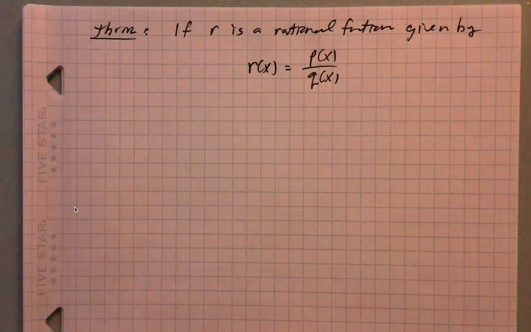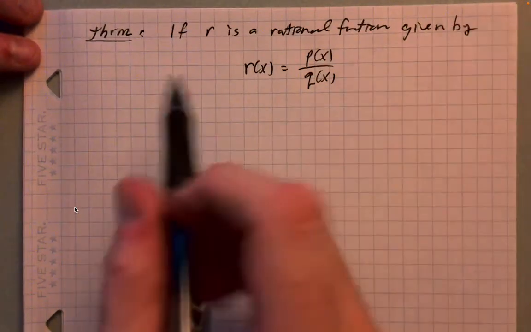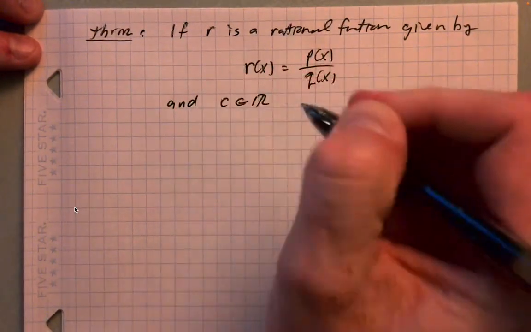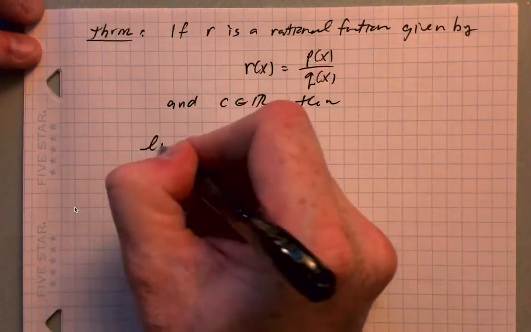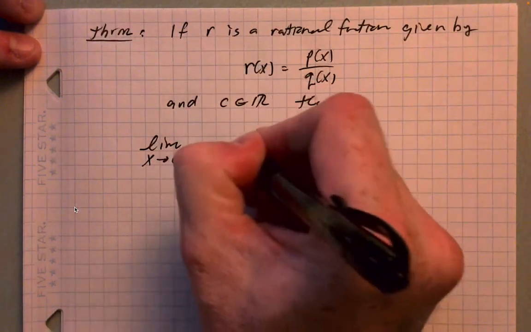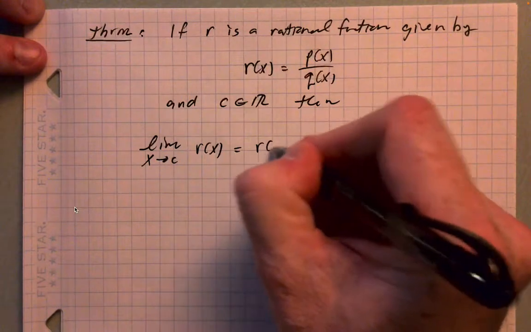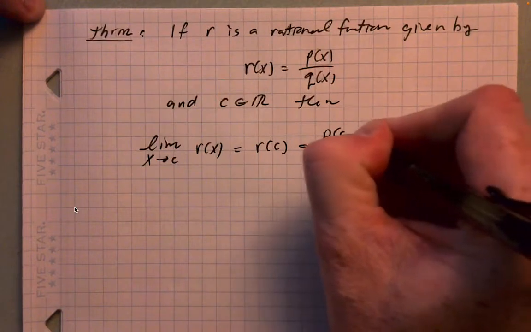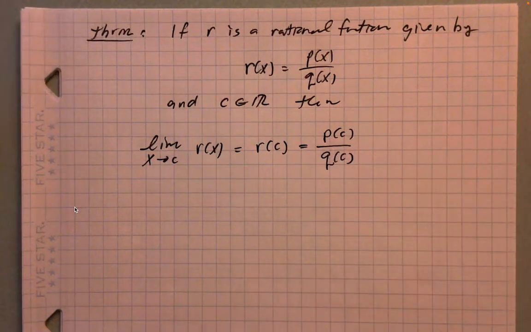You know, when you take the ratio of two functions, the limit is going to be the ratio of the limits. So this would be something real similar, right? So here we would say, if r is a rational function given by this, and I guess we should say c is a real number naturally, then the limit as x approaches c of r of x is just going to be equal to r of c, which, because of how we've defined r here, is going to be p of c over q of c. So basically, we evaluate the rational function at c as well.